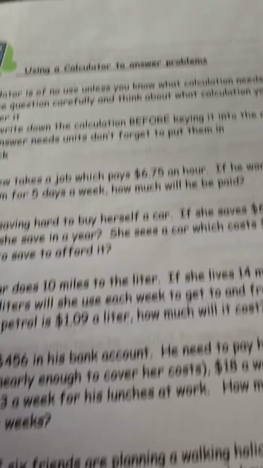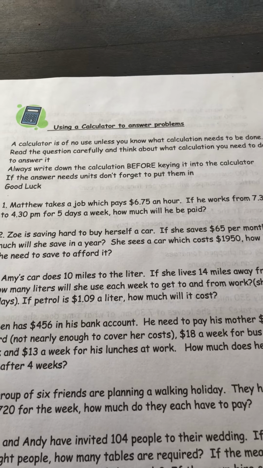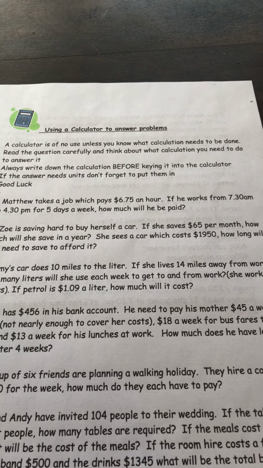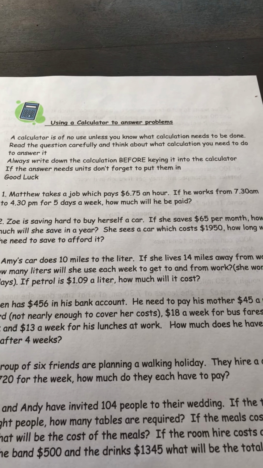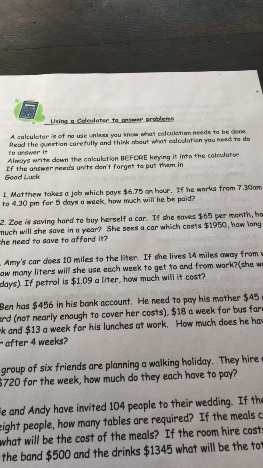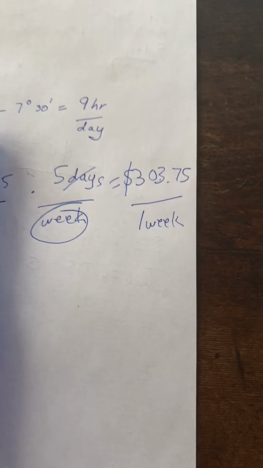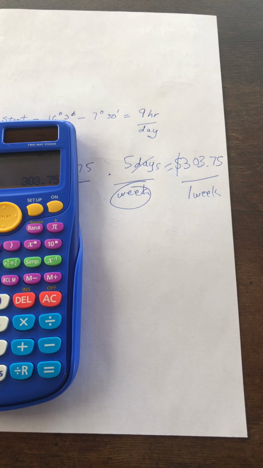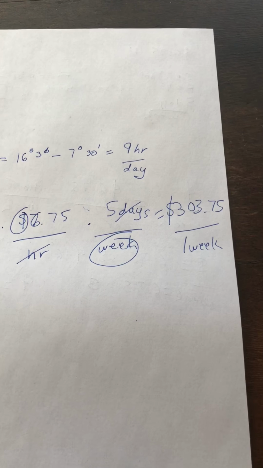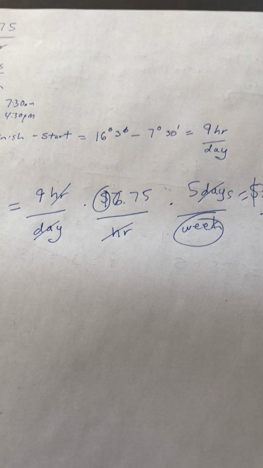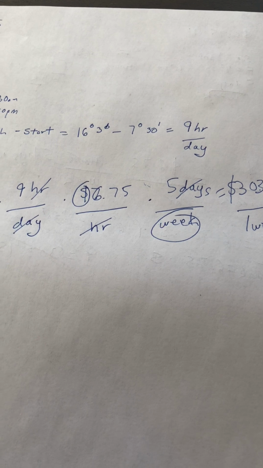Let's go back and look at the question. Matt takes a job which pays $6.75 an hour. If he works from 7:30 a.m. to 4:30 p.m. for 5 days a week, how much will he be paid? And the answer is $303.75. And what do we learn from that? Matt works 9 hours a day at $6.75 an hour and 5 days a week.